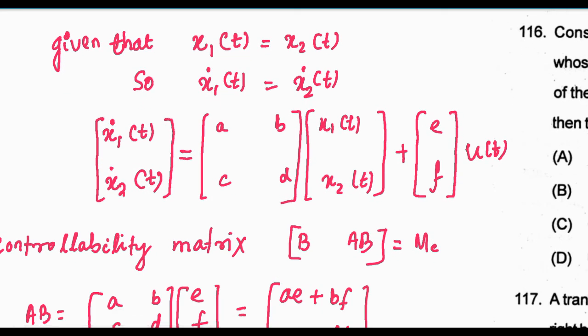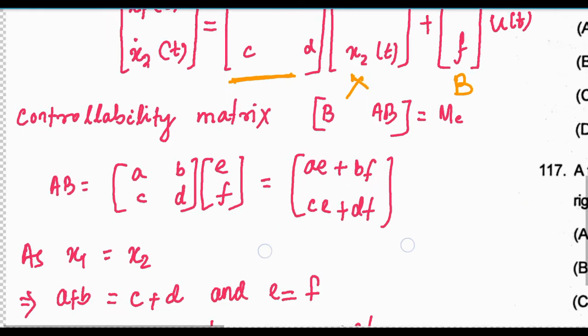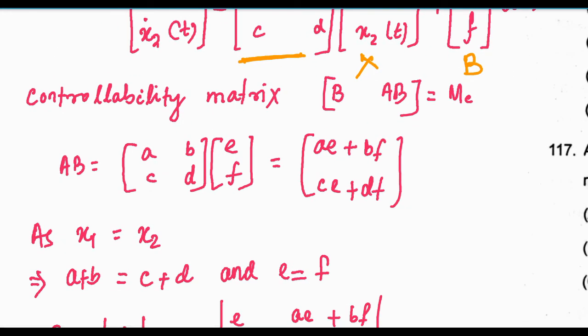x1 dot, x2 dot is equal to [a b; c d], this is the A matrix, into x1, x2, this is x, and this is B. And B I have represented with two terms, E and F. And what is the controllability matrix? [B AB], this is the controllability matrix. Suppose I represent it as MC, and what is AB? AB is the multiplication of A, that is [a b; c d], into [E F]. EF is the B. So if we multiply, we get AE plus BF, CE plus DF. This is AB.